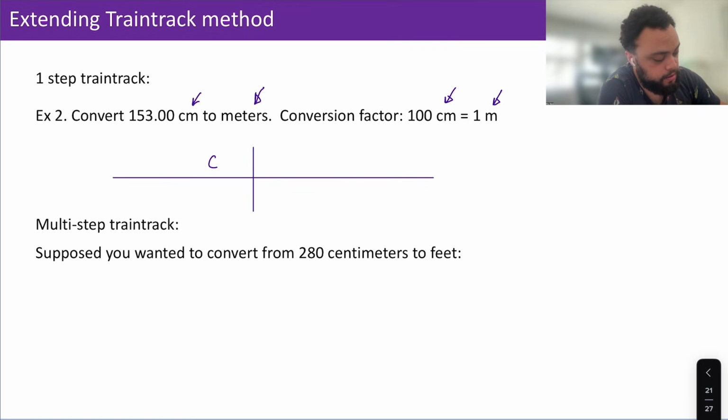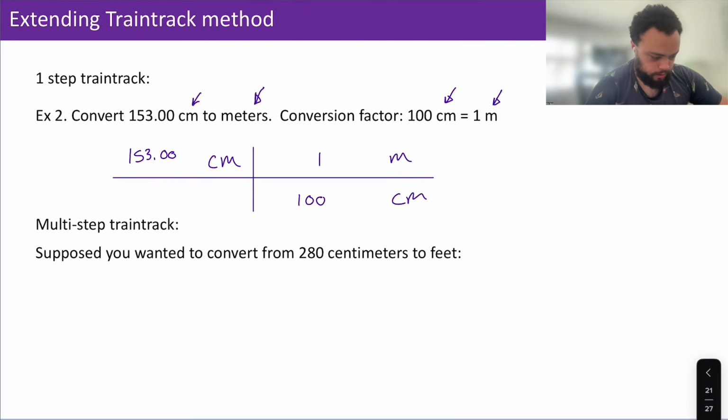I'm going to fill in the units first because I need to know where they go. The conversion factor says that 100 centimeters equals 1 meter. So I will put the centimeters on the bottom here. Centimeters needs to cancel out. Meters is going to go on top. Now I'll start filling these in. 153.00 centimeters. We have 100 centimeters and 1 meter.